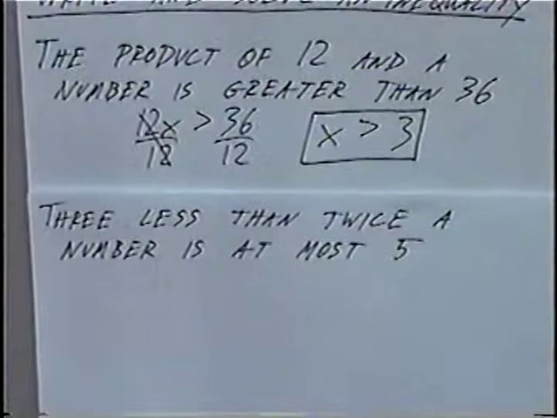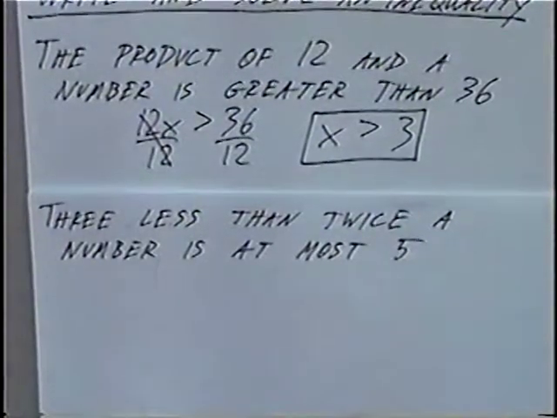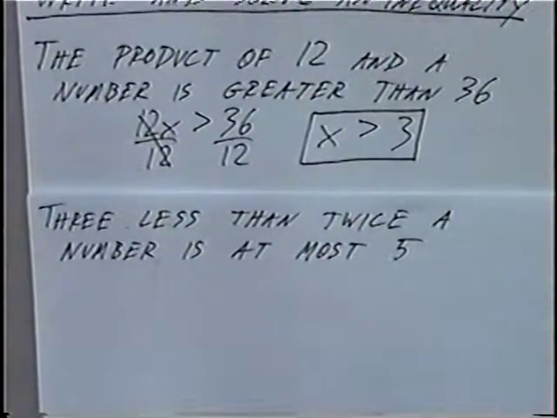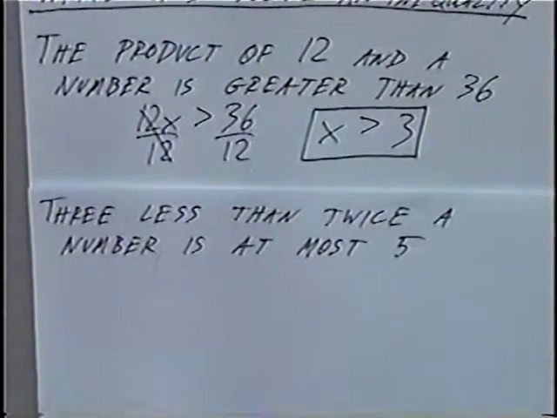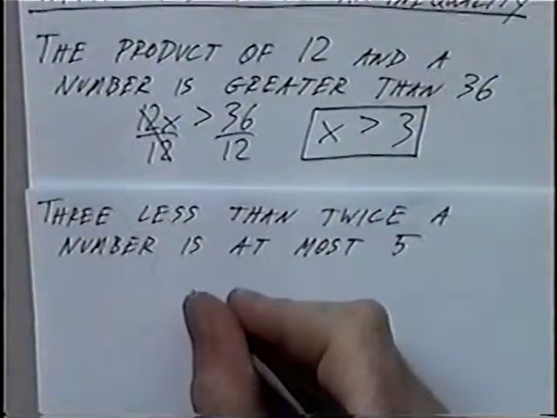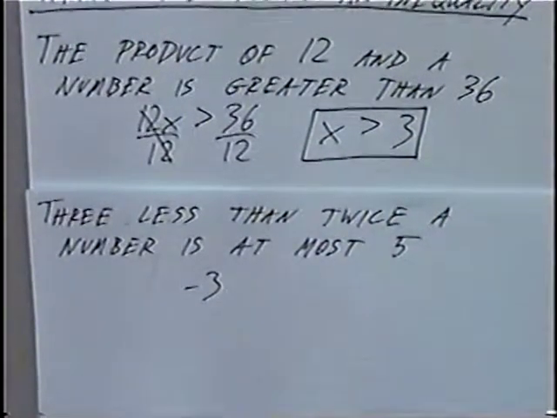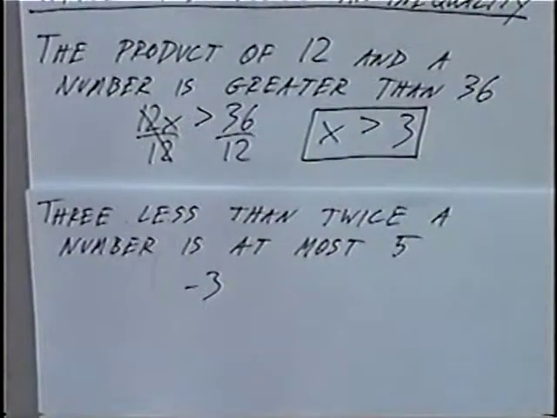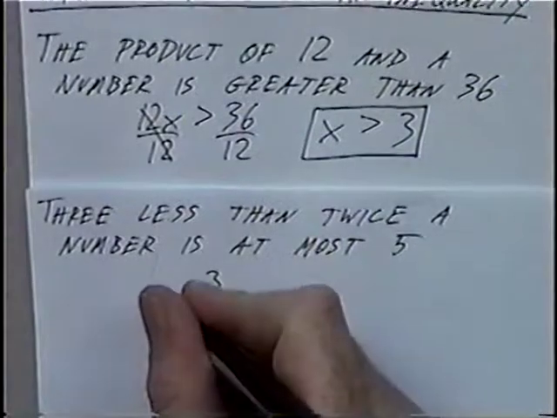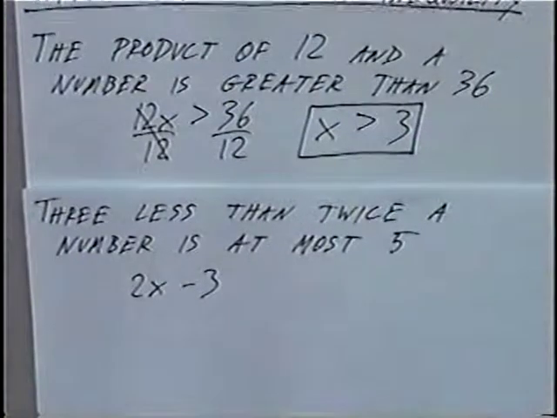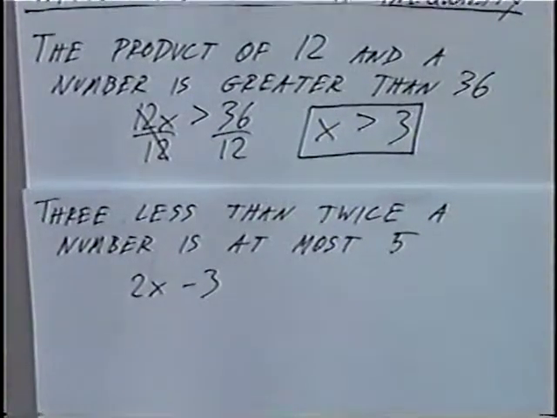Is at most 5. At most means the biggest it can be is 5. So the answer will have to be 5 or a number less than 5. To write the inequality, 3 less than again means we'll be subtracting 3. When we subtract 3, that'll come at the end of the expression, minus 3. We are taking away 3 from twice a number. Twice again would be double or times 2. And a number that we don't know, we can use the variable x. So 3 less than twice a number would be 2x minus 3.